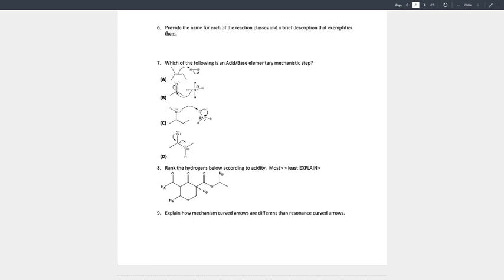Should we take a look at some of these? Okay, cool. It says which of the following is an acid-base mechanistic step. Okay, well, acid-base is the straightforward one. If it's an acid-base step, what do you expect to find in it? Transfer of a hydrogen. Okay, so an acid-base reaction is just the transfer of H+.